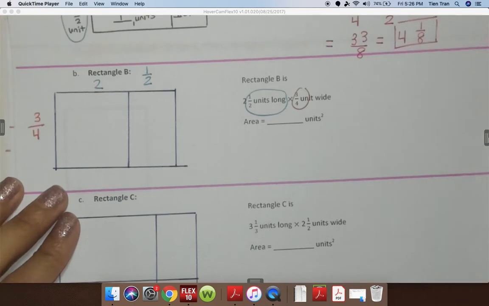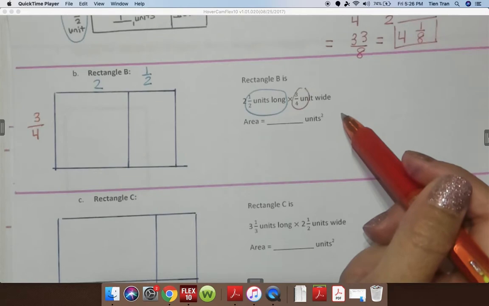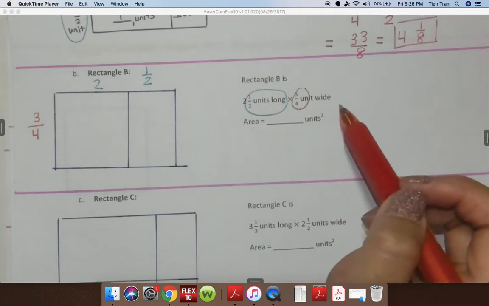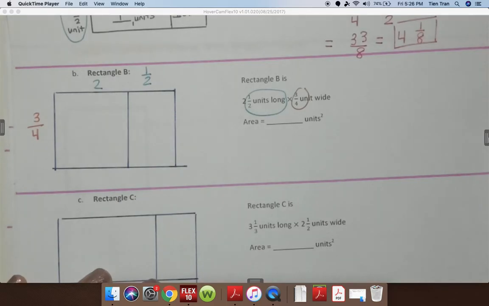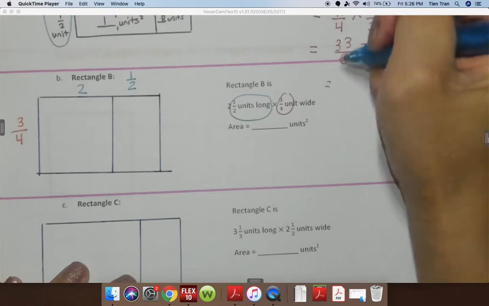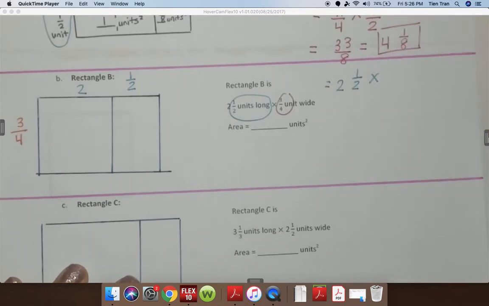Or what you can also do is you can multiply both numbers together in order to get your final answer. So that's what I'm going to do. I'm going to multiply both answers together. It's just easier to do. But whichever one works for you is fine with me. We have 2 and 1/2 times 3/4.